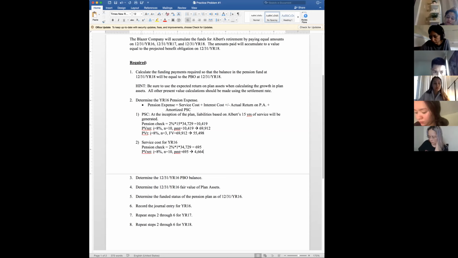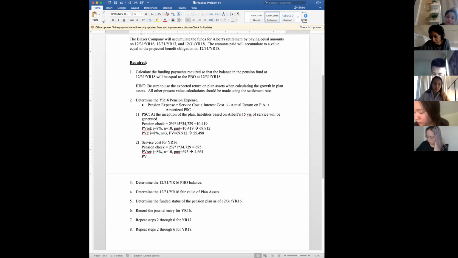The second present value calculation is present value at time t. We discount this lump sum to the time t, which is, by the way, service cost for year 16 will be as of, so service cost assuming Albert worked year 16. Otherwise, he wouldn't have earned his service cost for year 16. So as of December 31, year 16. Keep that in mind.